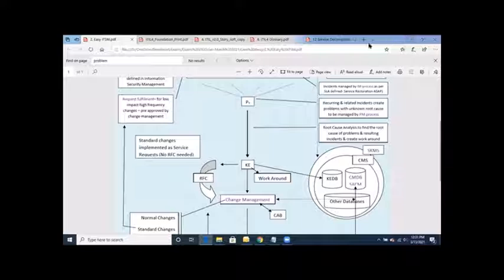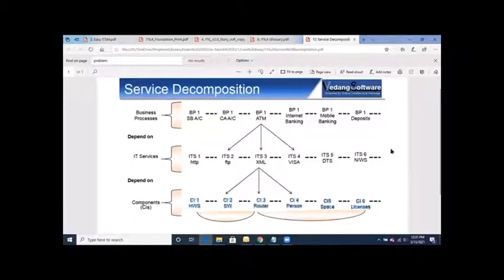A CI is the thing from which a service is made. So there is another diagram. I don't know whether I have shared this diagram with you or not, but this is what is called a service composition. This is a bank. The bank has a business process which is called ATM. Okay, the machine we use, the ATM. Now that ATM is dependent on the IT services which are being provided by the IT department of the bank. And these IT services could be HTTP services, FTP, XML web services, visa authentication, and so on.